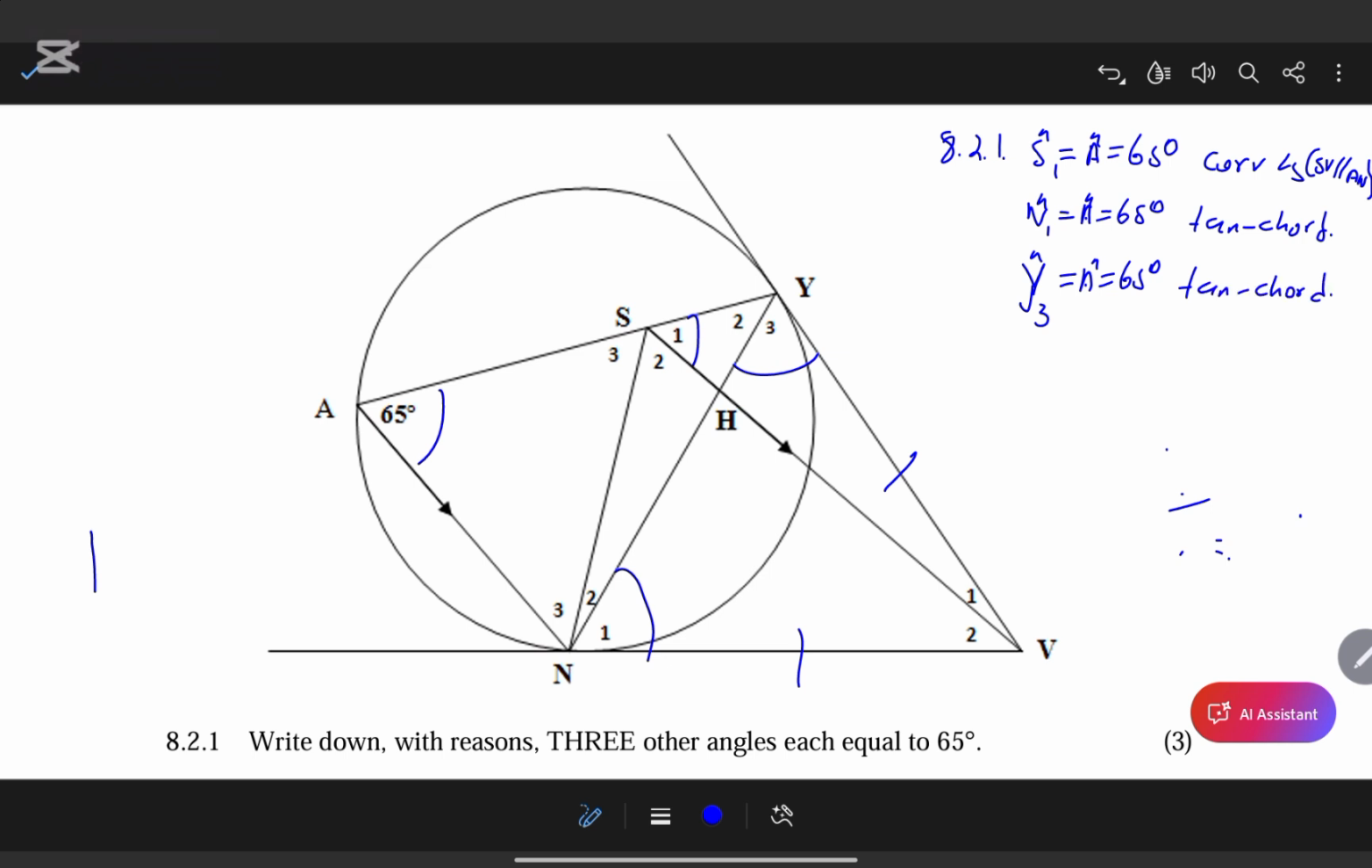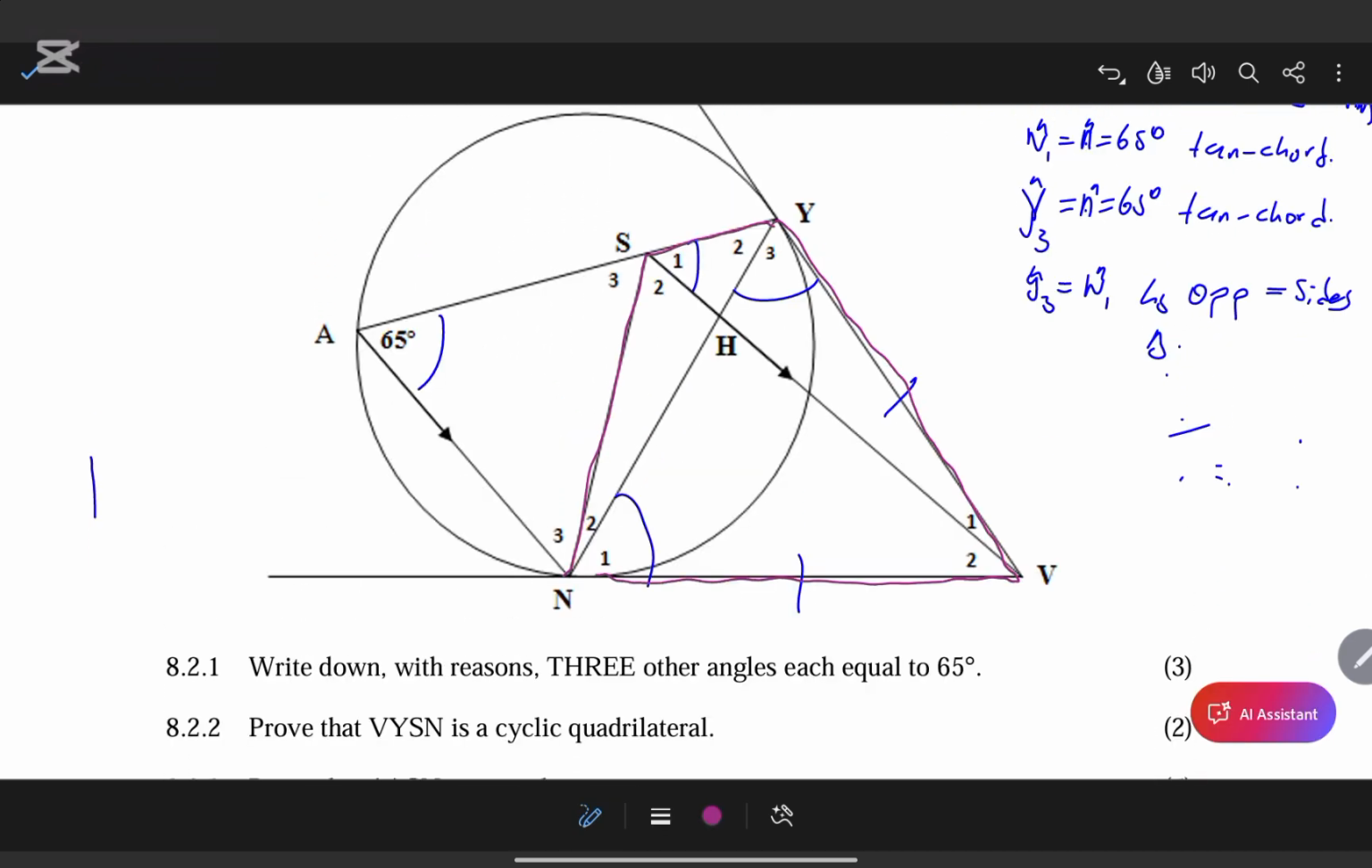Or you can use the fact that Y3 and N1, they are opposite. Y3 is equal to N1. These are angles opposite equal sides of a triangle. So that is another reason that can be used.